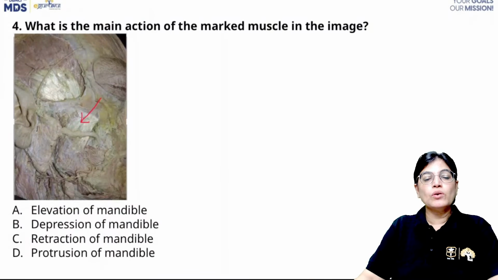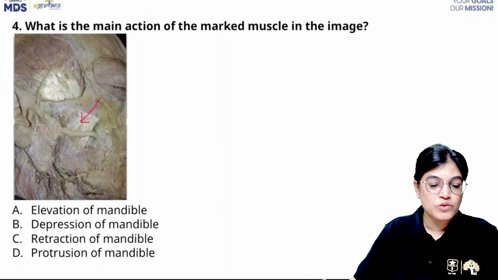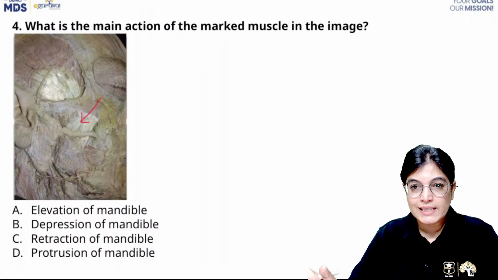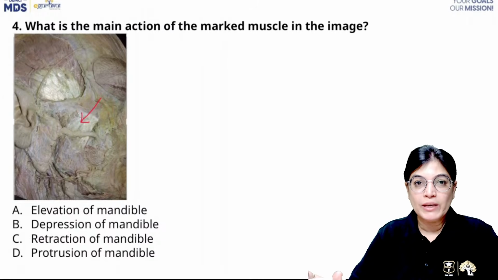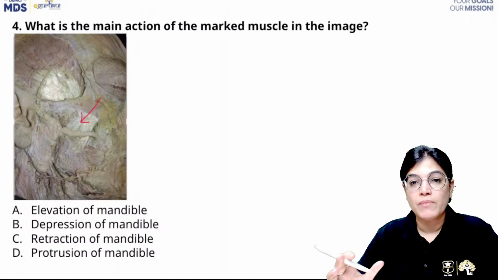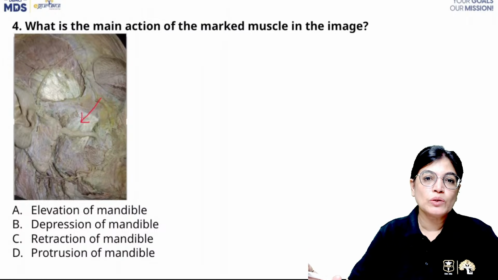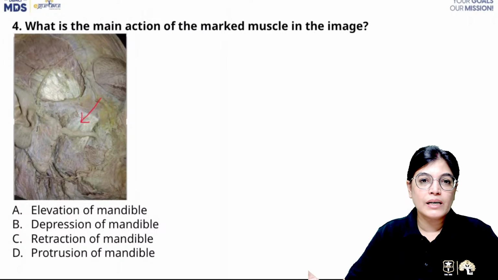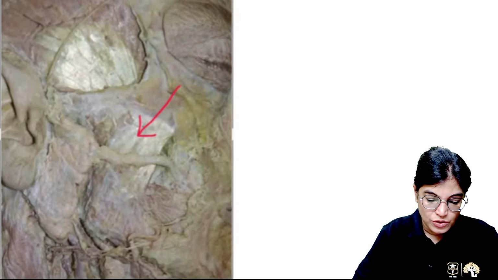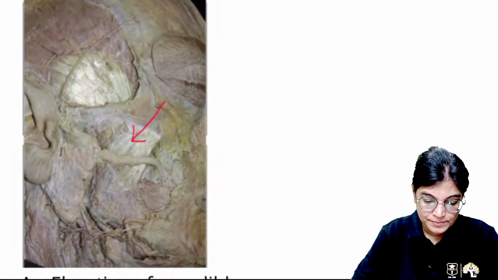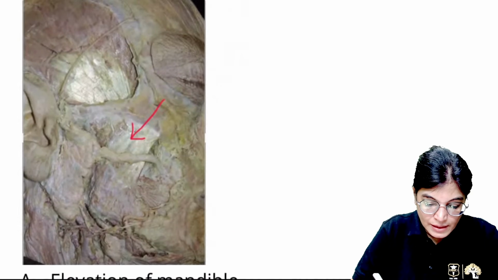So again, as I told you, clinical questions and image based questions are favorite questions for the INI-CET exam. So in this image, what is the main action of the muscle marked here? You can see a red color arrow is marked on the muscle, and you have to know the correct action of the muscle marked. So firstly, just enlarge this and tell me the right answer.